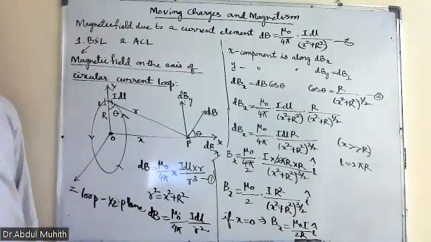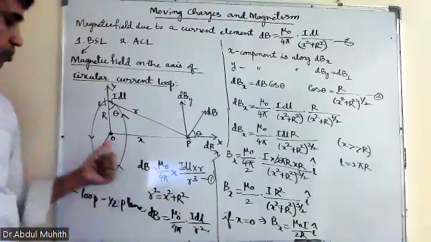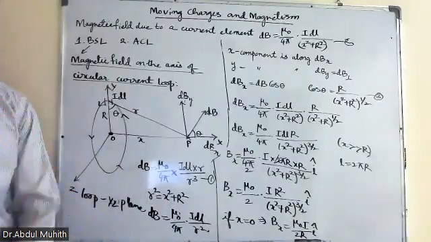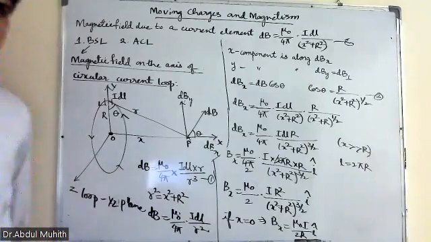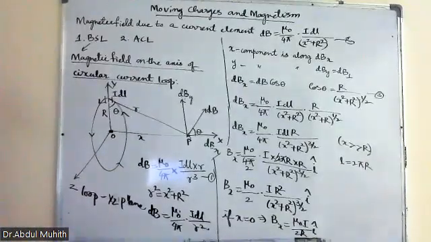Is that clear, all of you? Yes, so this is at the center of the loop. This formula is for the center of the loop. Okay, so they can ask a numerical also on this, so be clear with this. I'm giving you some time. Just copy this.